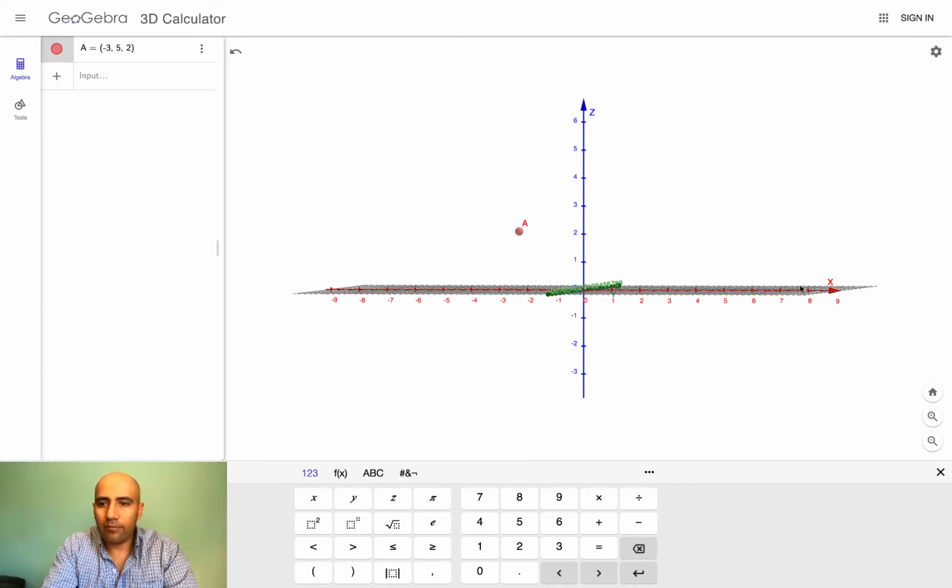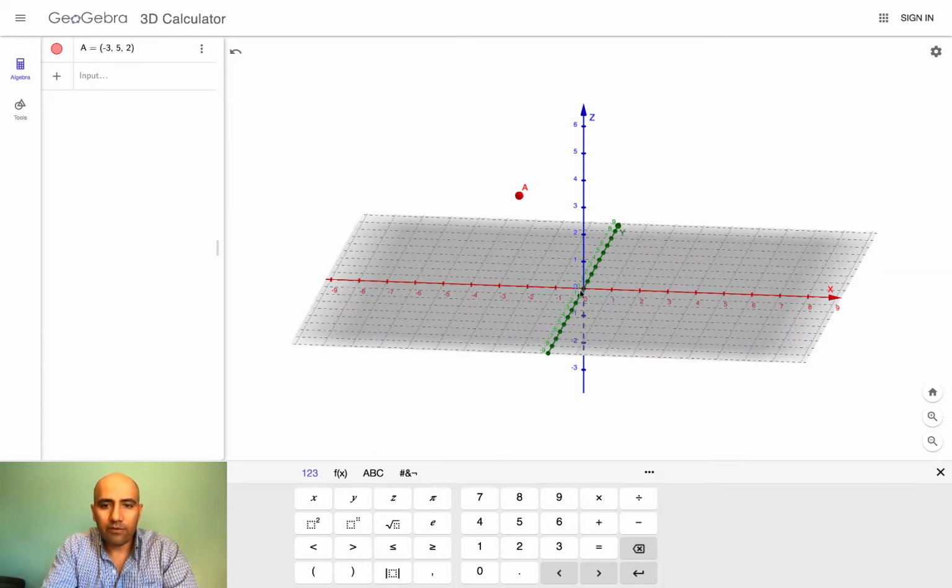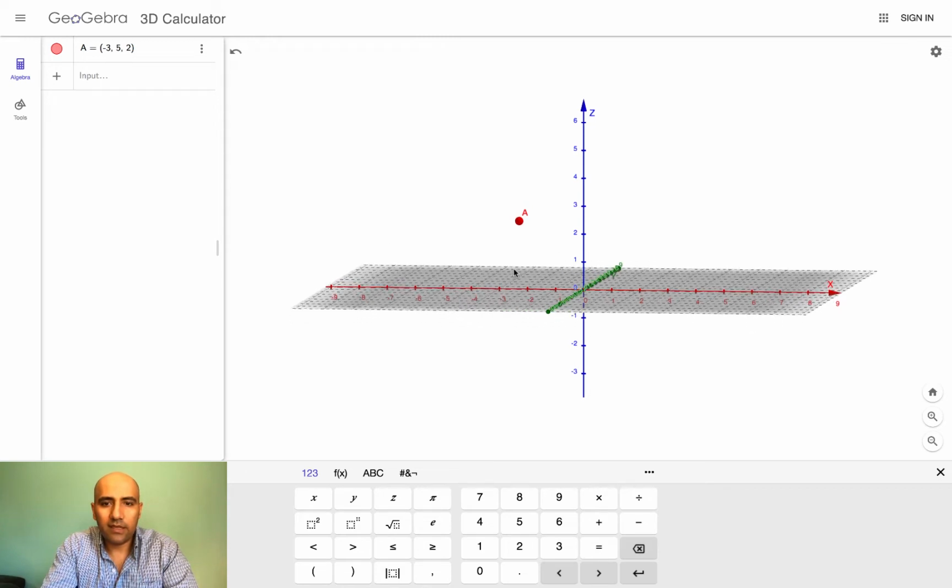This grayed out plane over here is the XY plane. Right, so we see that we've traveled -3 units in the x-axis direction, and then 5 units in the positive y-axis direction, so that would be that way. And then we travel 2 units up to get to that point right there.